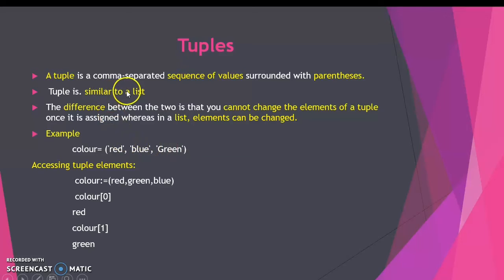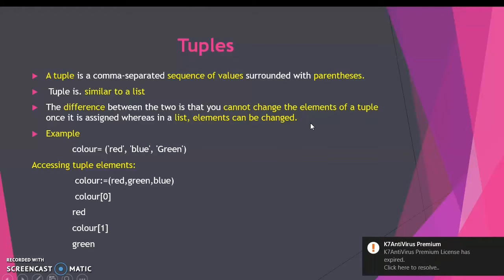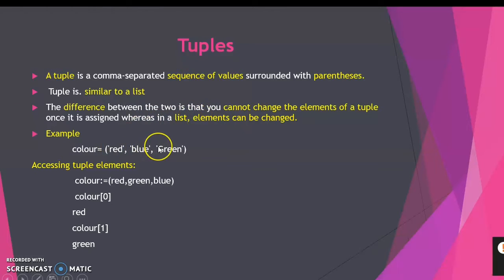So a tuple is similar to a list. It looks like a list. The only difference is that in a list we use square brackets, and in a tuple we use normal parentheses. One more difference between the two, list and tuple, is that you cannot change the elements of a tuple. Once the tuple elements are assigned, those elements cannot be changed. But in a list you can change the elements stored in the list. Can you understand? The elements in a tuple cannot be changed. The elements in a list can be changed.